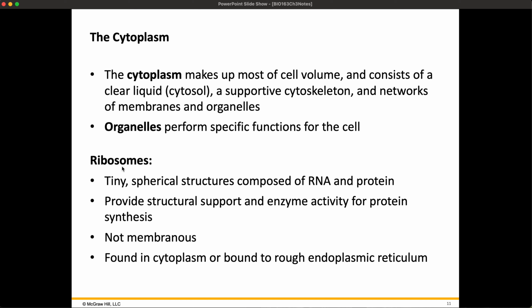Something that a lot of cells have are ribosomes. These are tiny spherical structures composed of RNA versus DNA, so ribonucleic acid instead of deoxyribonucleic acid, and a protein. They provide structural support and enzyme activity for protein synthesis, so ribosomes are essential in protein synthesis. Not membranous, so that means they are not bound within the cell. They can float around and move around. But they are sometimes bound to the rough endoplasmic reticulum. So they can be free-floating in the cytoplasm, or bound to the endoplasmic reticulum, but they're not within the membrane structure of the cell.